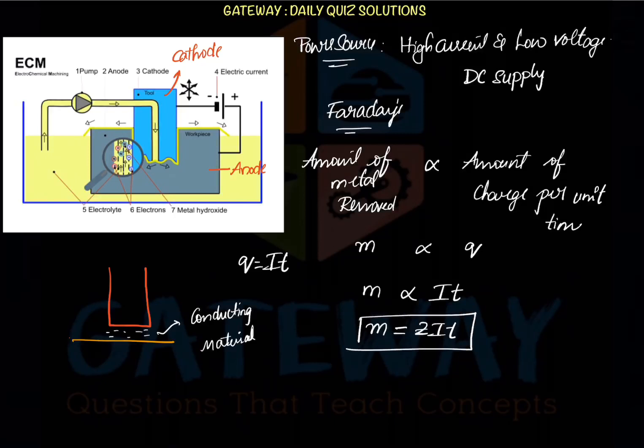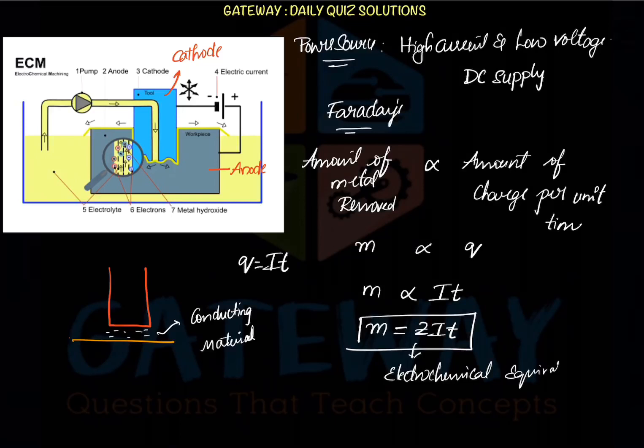Here Z is a proportionality constant, and since we are using the process of electrochemical machining, it is called the electrochemical equivalent. Okay, we'll see the remaining derivation from here, from M is equal to ZIT.